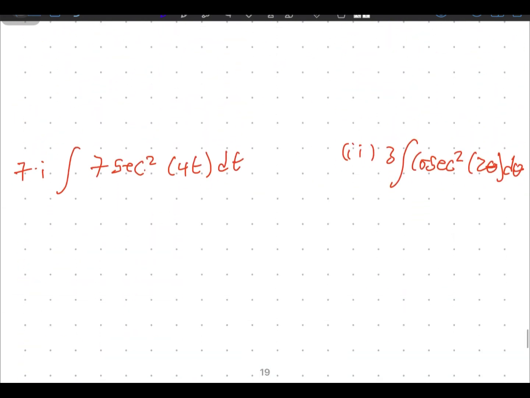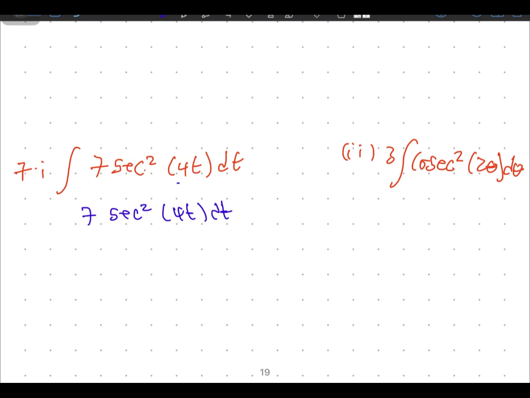So the last but one question. Before I leave the try questions for you to solve yourself at your convenient time, let's look at the questions. 7 sec square 4t dt. This question, when you get it this way, is the same thing, referring to the standard integrals that we discussed above. You can refer to those standard integrals.